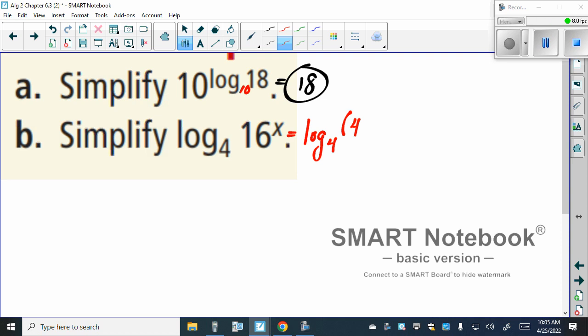4 to the what? 2 to the x, or we could have just skipped to saying log base 4 of 4 to the 2x. And log base 4 of 4 to the 2x is 2x. And that's it. Questions on any of this here? Are we ready for the next one?